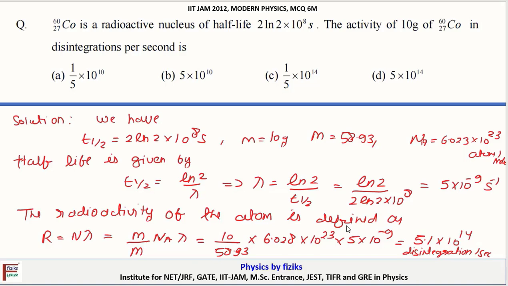Per second. So our answer for this question would be option D. That is 5 into 10 to the power 14 disintegrations per second.